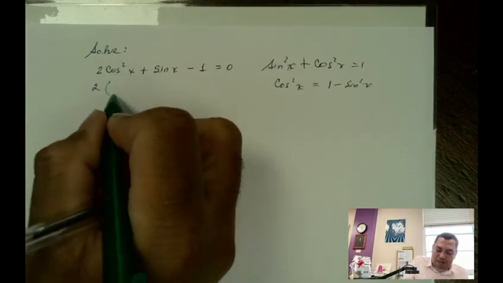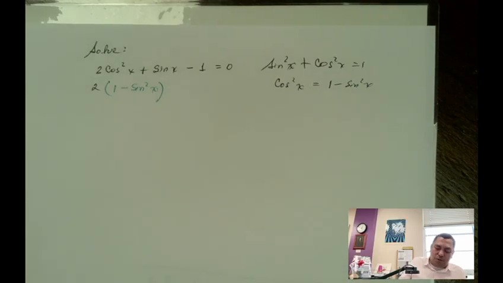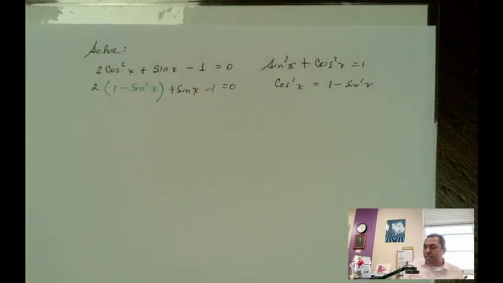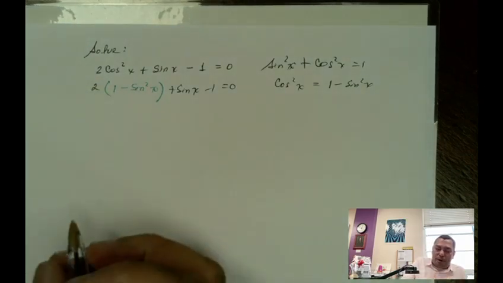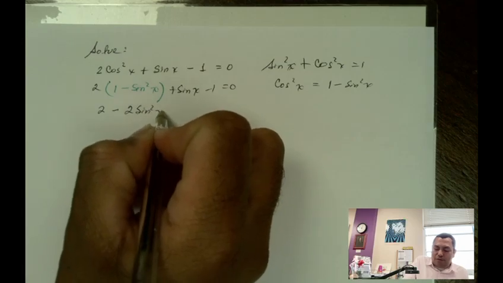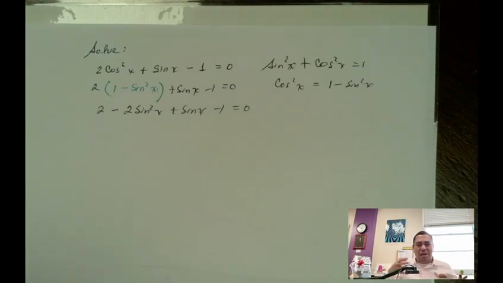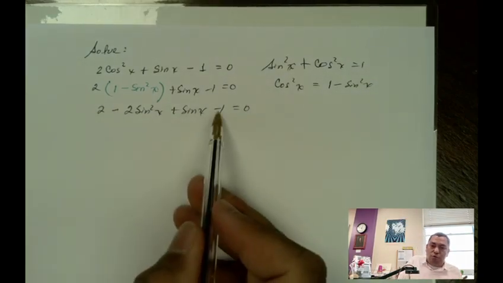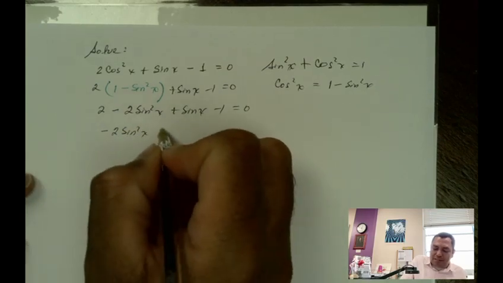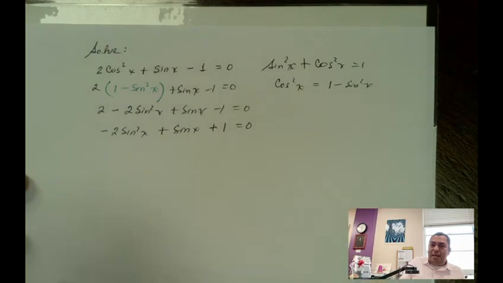I'm going to open a parenthesis, have 1 minus sine squared of x, close parenthesis, plus sine of x minus 1 equals 0. Now I'm going to apply the distributive property. So I have 2 minus 2 sine squared of x plus sine of x minus 1 equals 0. Let's simplify. 2 minus 1 is equal to 1. So I have negative 2 sine squared of x plus sine of x plus 1 equals 0.